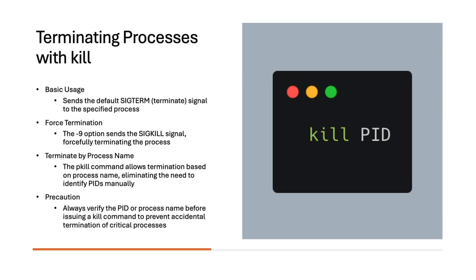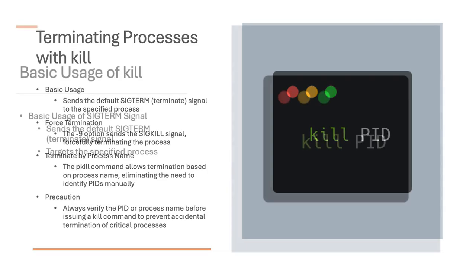The kill command sends signals to processes, typically to terminate them. Use it cautiously to avoid unintended system behavior. Basic usage sends the default SIGTERM signal. For forced termination, use the -9 option for SIGKILL. The pkill command terminates processes by name. Always verify the process ID or PID or process name before issuing a kill command.